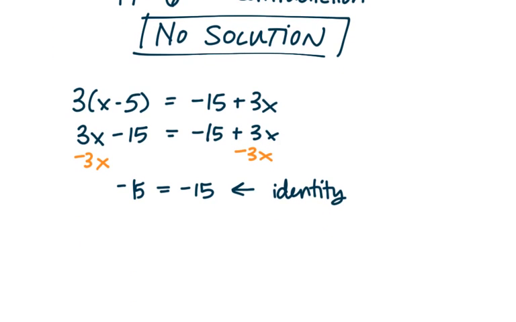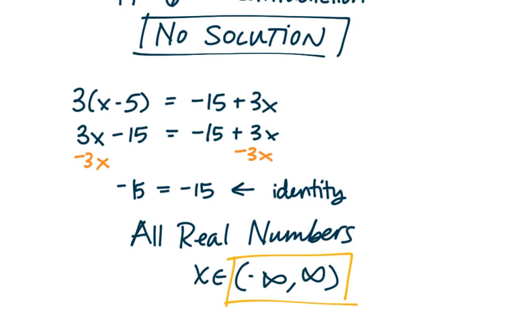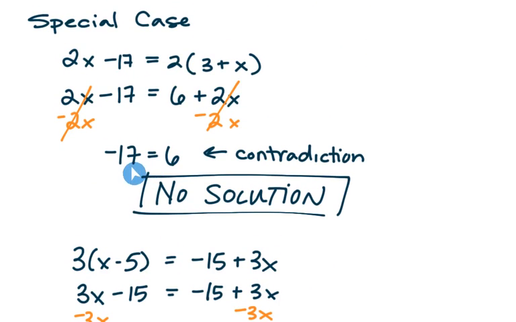And in that situation, the solution would be all real numbers. And the way we write all real numbers in this algebra class is we say negative to positive infinity. So if you end up, when you're solving an equation, with an identity, that means all real numbers. And if you end up with a contradiction, you will have no solution.